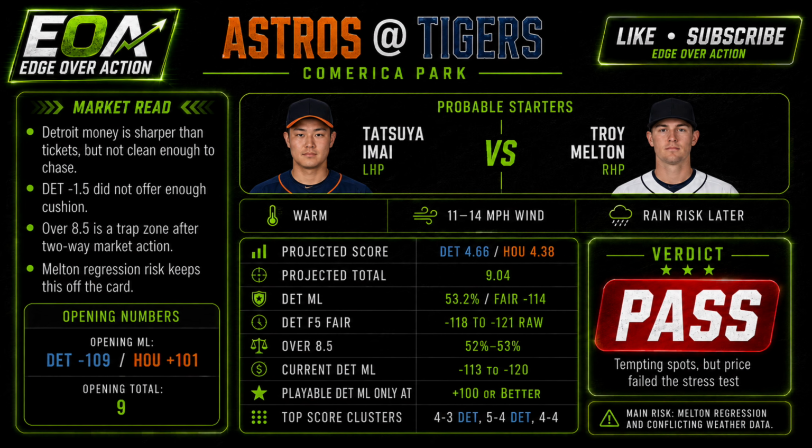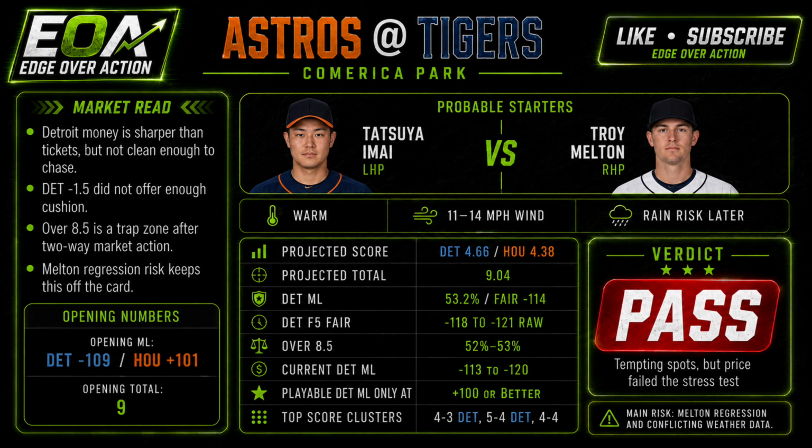Detroit first five was also close, not strong. Tigers led after five around 44.5%, with the game tied about 18.5%. The stress test adjusted fair range was too close to the market. The total was also a trap zone and open 9 got pushed down to 8.5. Then the over got juiced. This is two-way market behavior, not clean steam.